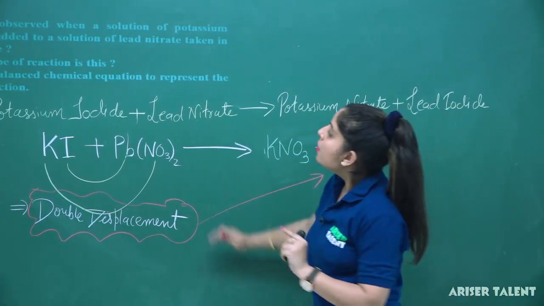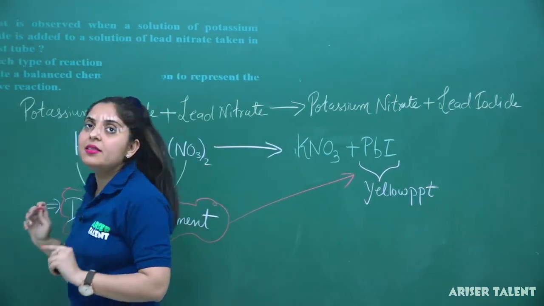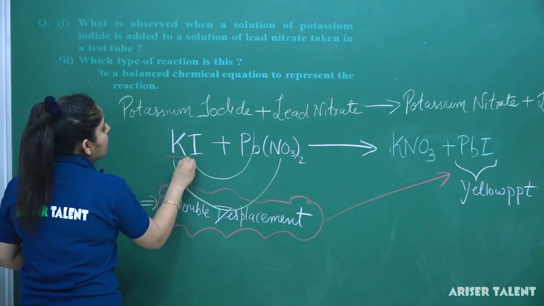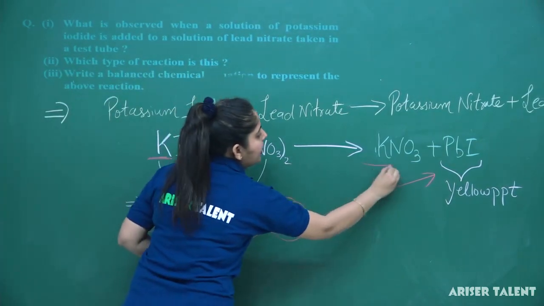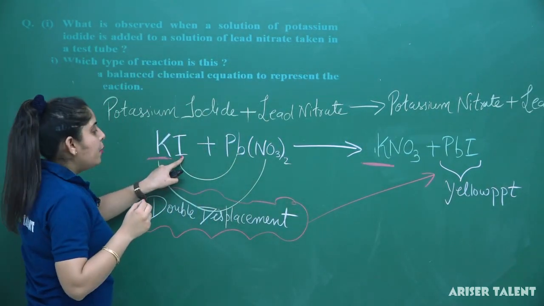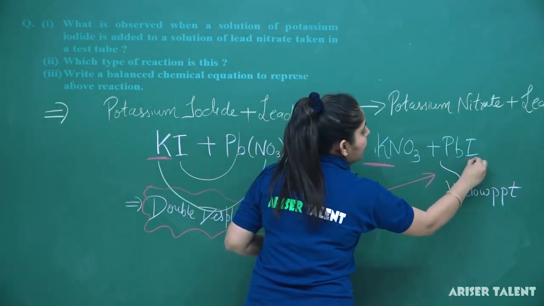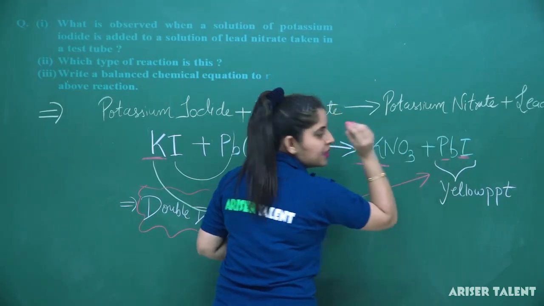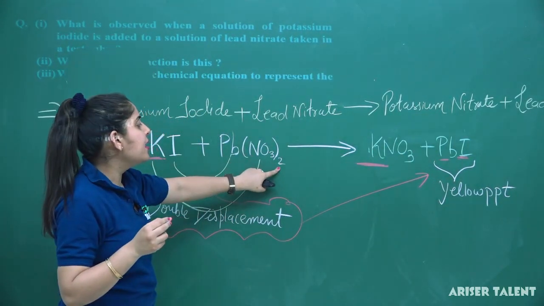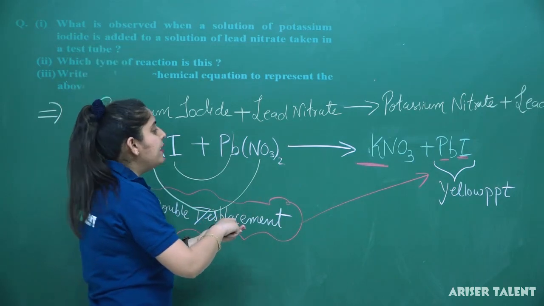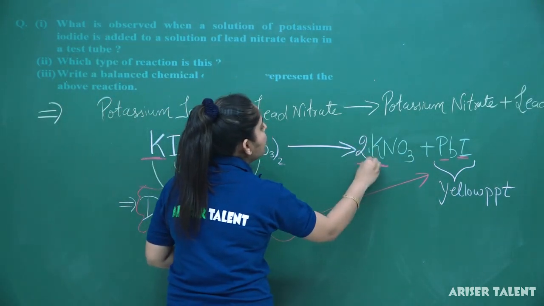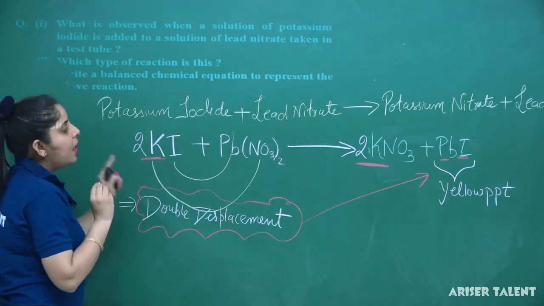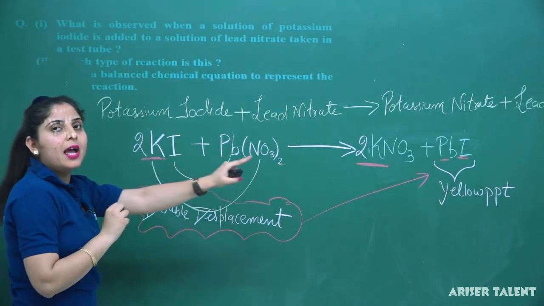Now we will write this equation in the balanced form. Again comparing the number of atoms, here potassium is 1, again here potassium is 1, iodine is 1, iodine is 1, Pb is 1, Pb is 1, but the nitrate ion in this equation is 2. So to balance the nitrate ions, I have to substitute 2 here. If I am writing 2 here, I have to write 2 here. Now 2K, again I will become 2.